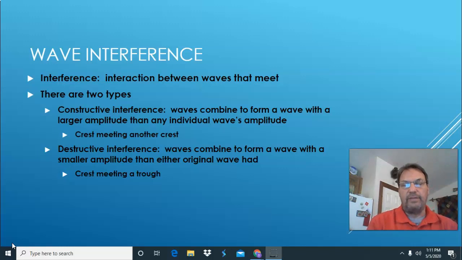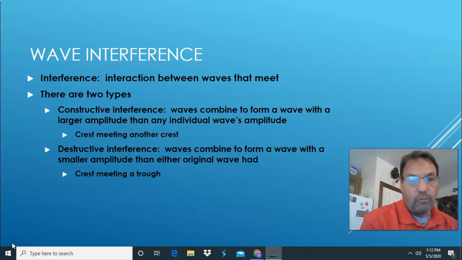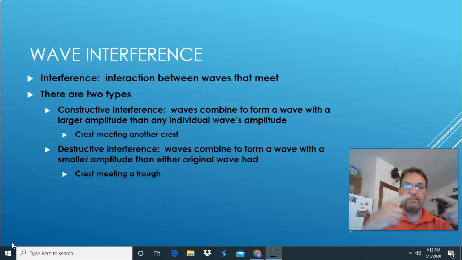Think about two waves coming toward each other. As the waves are coming together, if the two crests hit, then there's going to be a building up. It's going to be built or constructed. Think about that. There's going to be constructive interference. And that's when waves combine to form a wave with a larger amplitude than any individual wave's amplitude. So remember, amplitude is the distance from the resting position to the crest. So when two crests meet, common sense will tell you that that wave is going to then get bigger.